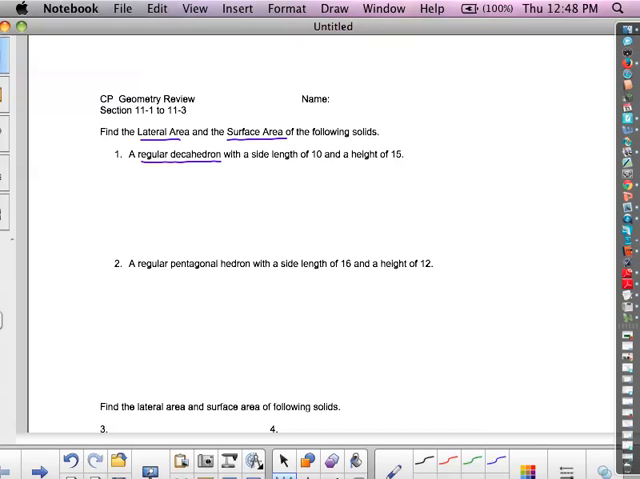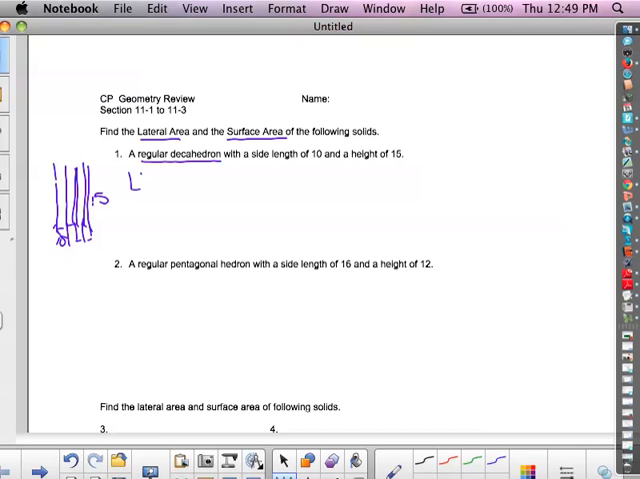Now, a regular decahedron is a solid, so its base is going to have those 10 sides. I can't really draw it very well, but it's going to have 10 sides. So the length of a side is going to be 10 and the height is going to be 15.